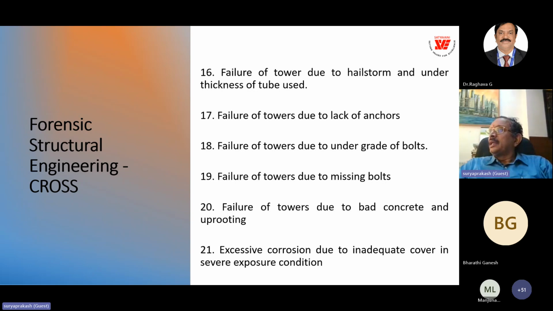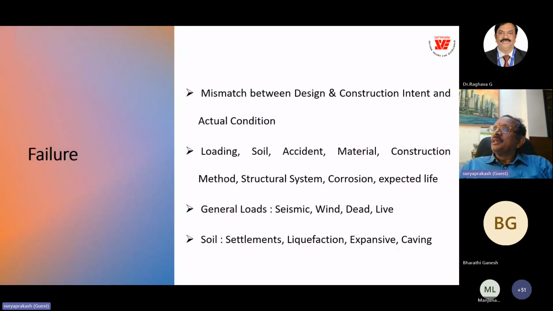I'll be sharing some of the cases where towers have failed due to even less than the design wind speeds, and bad concrete and uprooting, and excessive corrosion due to inadequate cover in severe exposure conditions. So these are all the cases which happen due to mismatch between design and construction intent and actual condition.